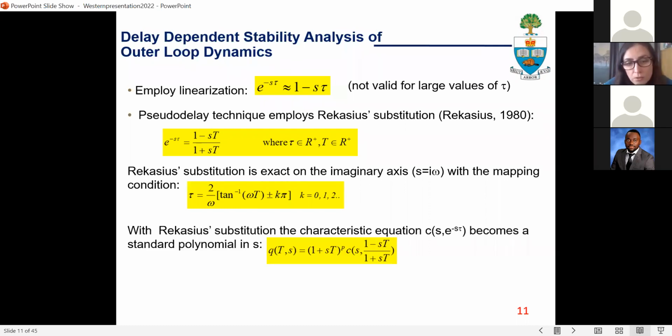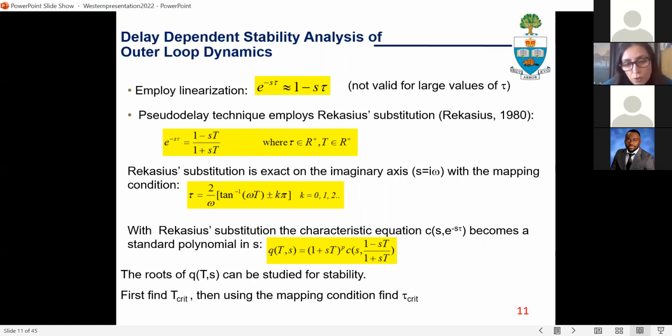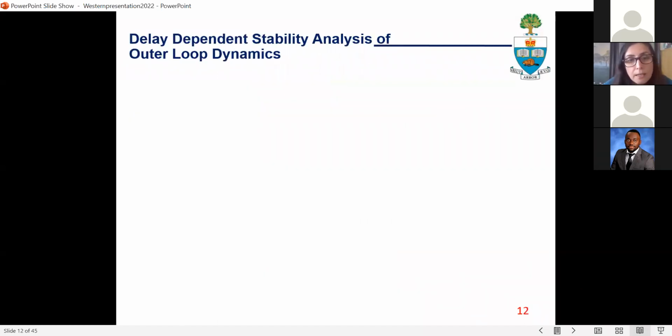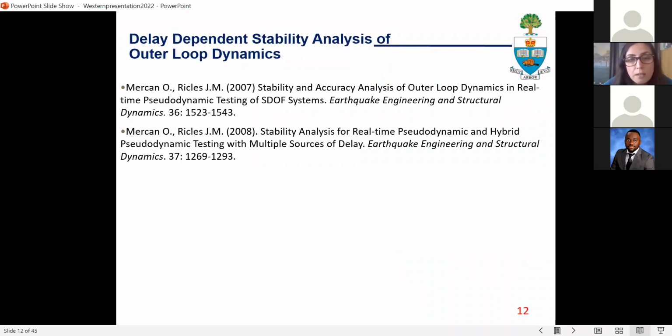So what we did was, using the Rekasius substitution, we turned our characteristic equation, which was a function of the exponential term, into a standard polynomial in S and T. We can study the roots of Q for stability, and when we find the value of T that destabilizes Q, we can then use this mapping relationship to quantify the corresponding time delay. With that, we have published two papers that show the stability analysis for real-time hybrid simulation when we have only a single source of delay for SDOF systems. And then we extended this to also capture multiple sources of delay for the application of multiple degree of freedom systems. This brings us to the tracking evaluation problem.